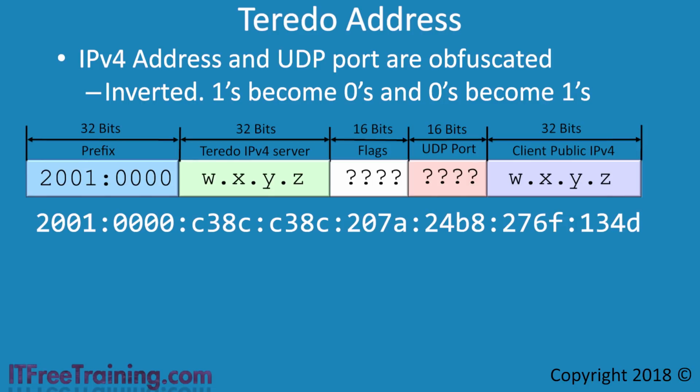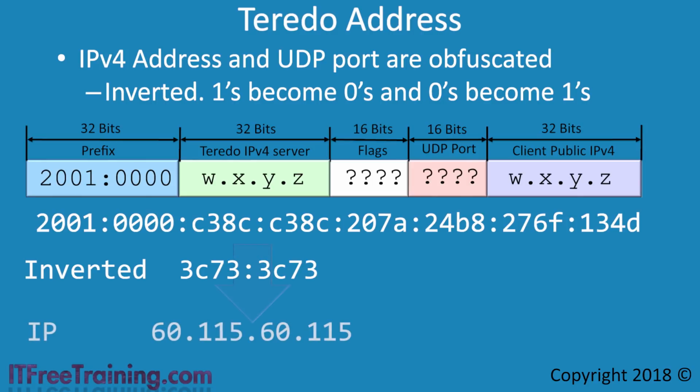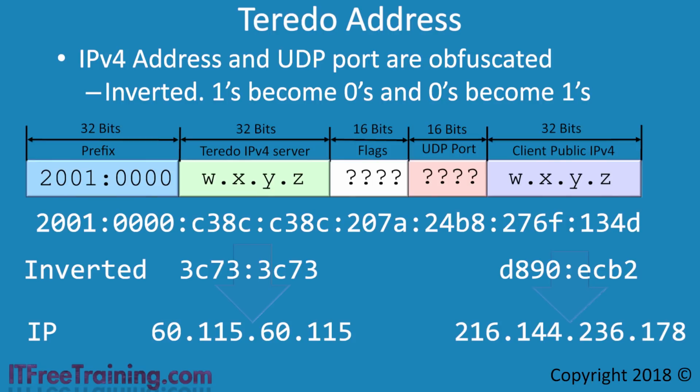If I look at the part of the IP6 address that contains the IP4 server, if I invert the bits, this will give the following value. This value can then be converted into an IP4 address. This is the IP address of the Teredo server that was configured earlier in the video. If I invert the part of the address containing the client IP address, this will give the public IP4 address the computer is using to access the Internet. You can see how the Teredo IP address contains a lot of useful information if you know how to access it.